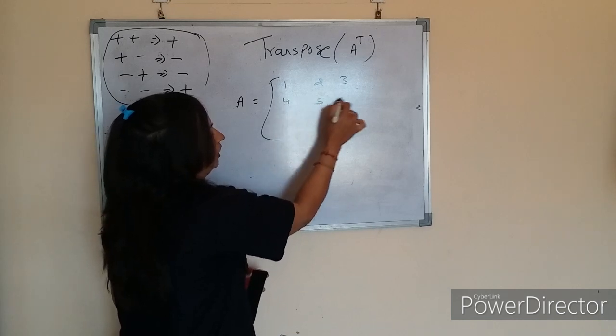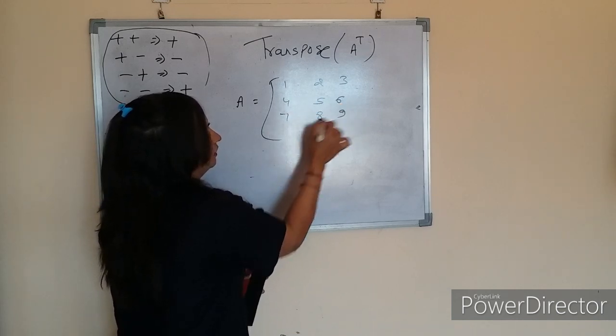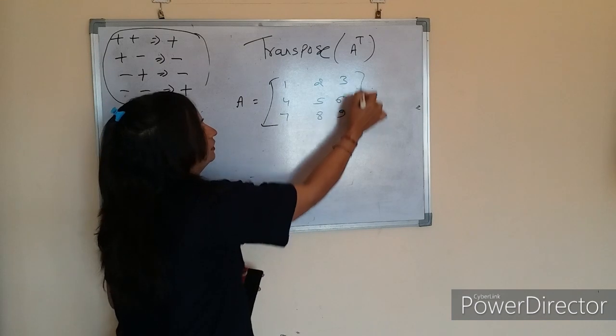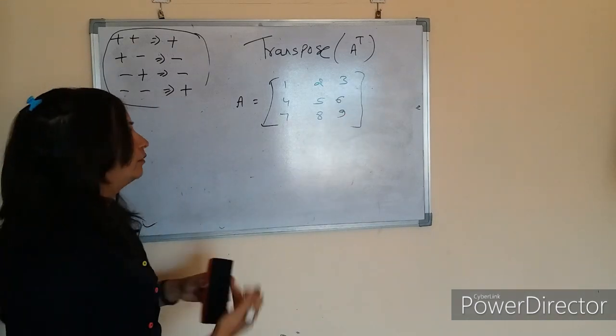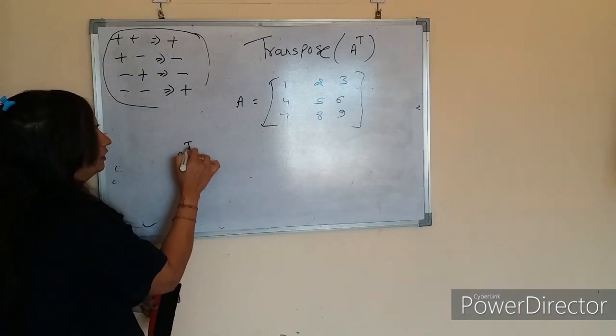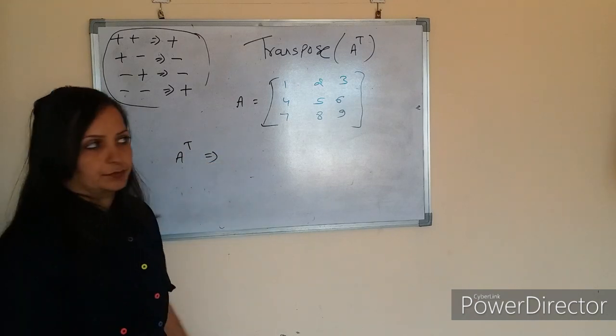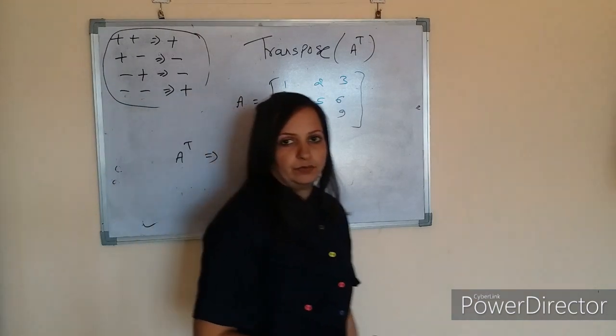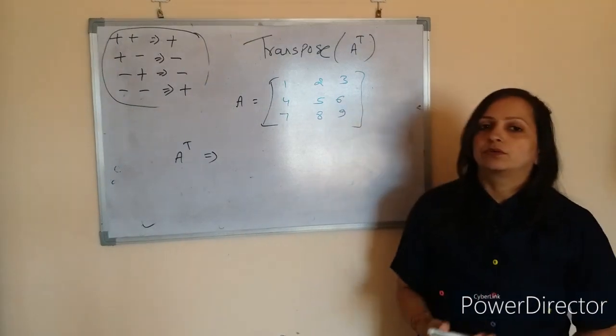And how we perform the transpose? 1, 2, 3, 4, 5, 6, 7, 8, 9. For example, this is my matrix and I have to perform the transpose operation. That means I have to find what is A transpose.